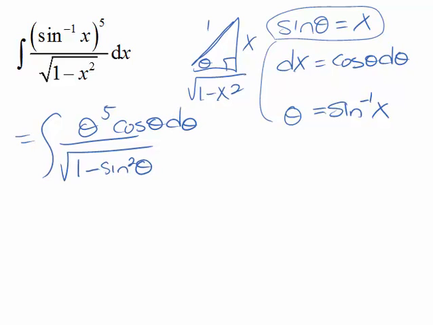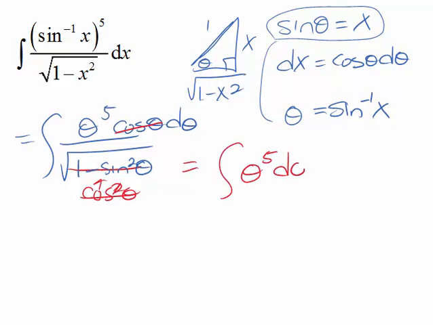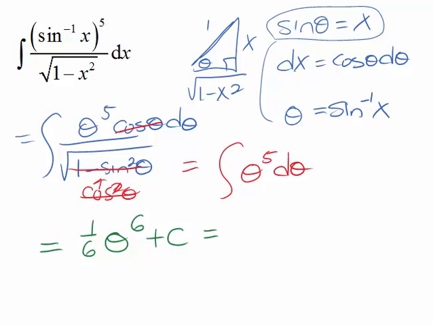Now let's see what we can do to simplify that. This could be replaced with cosine squared theta underneath the square root, and then we could square root that and leave us just cosine theta. It'll cancel with that cosine theta. So I'm left to integrate theta to the fifth d theta, which is just a power rule in reverse. So I'm going to have one higher power, and I need the reciprocal of that power, and then plus a constant. Now let's go ahead and replace our theta.